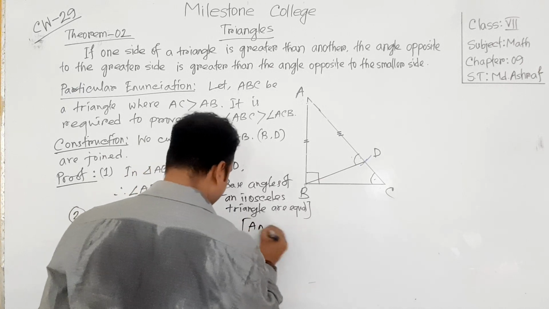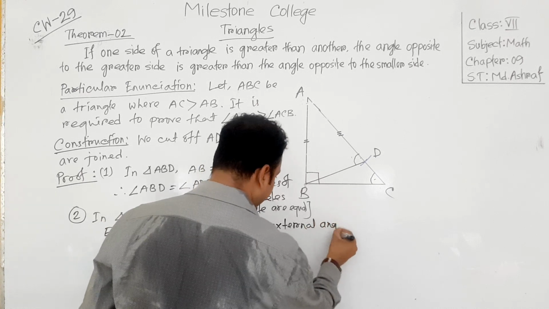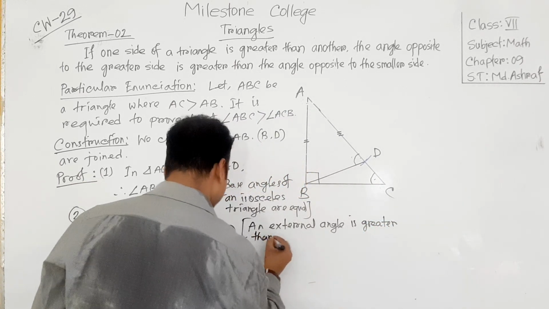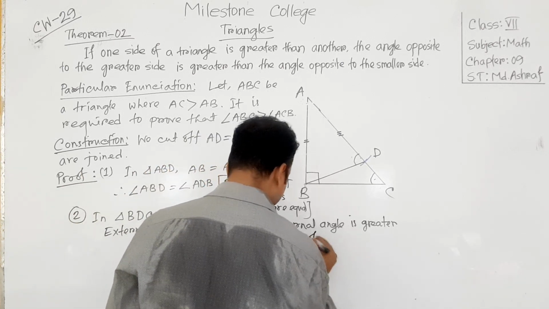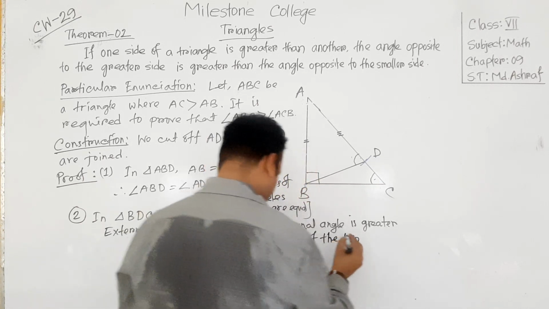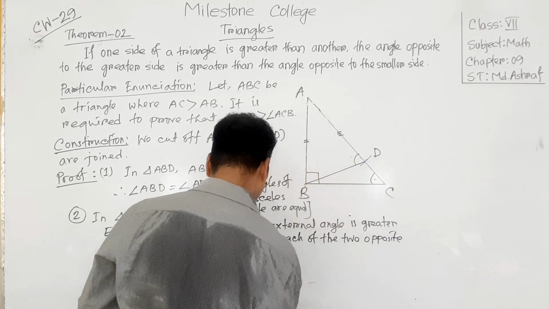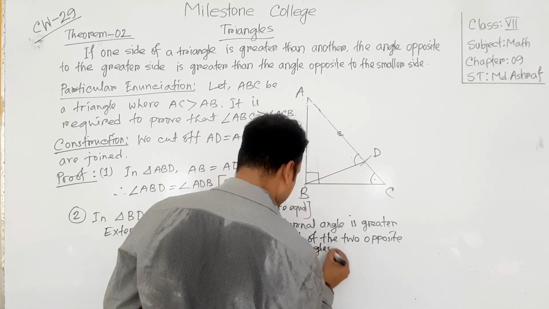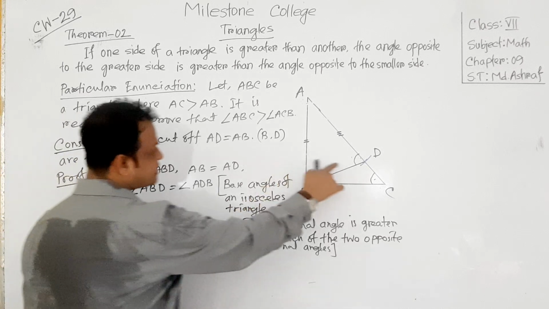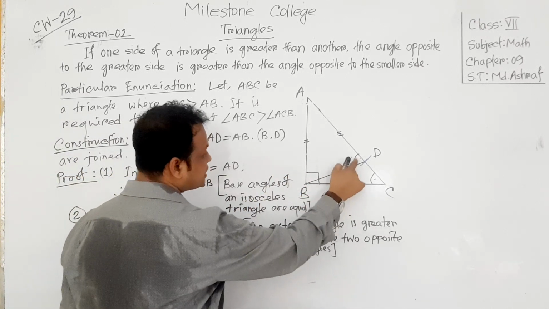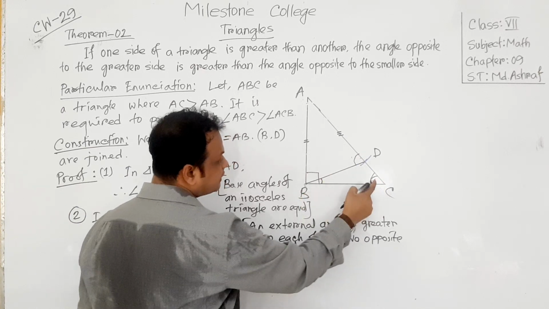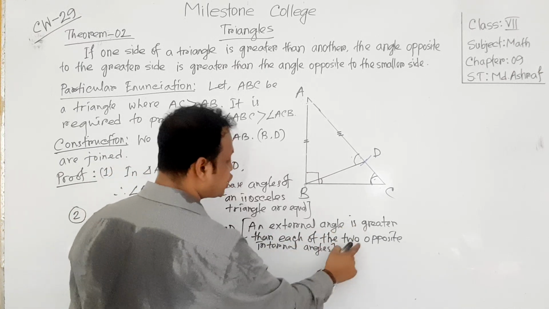An external angle is greater than each of the two opposite internal angles. Let me explain again: in triangle BDC, the external angle ADB is outside of the triangle BCD. So this is the external angle, and the two opposite internal angles are this one and this one. So this angle will be greater than each of them. That's why an external angle is greater than each of the two opposite internal angles.